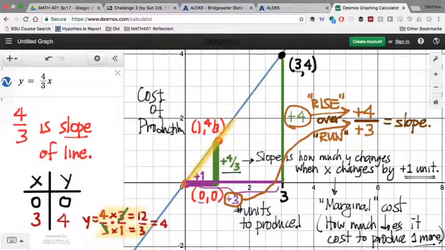So in all cases, what the slope is, it's a relationship. When the values of x change, how do the values of y change in turn? Right? What's the ratio of the changes in the y divided by the changes in the x?